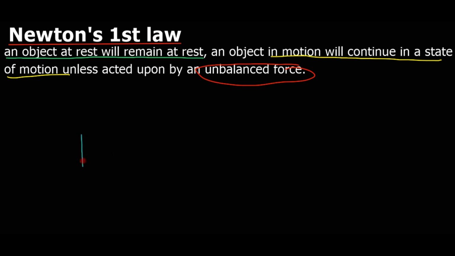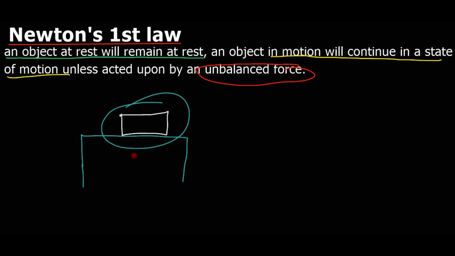So now let's say this is a desk, and then we have a book on this desk, and then suddenly you leave. Expect this book to stay on this desk forever and ever, unless a certain force is applied, because a force is a push or pull. So that is why it says an object at rest will remain at rest, because this book on this desk is at rest. So we expect it to stay here forever and ever unless acted upon by an unbalanced force.